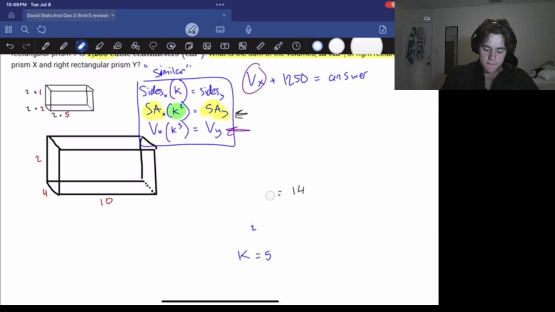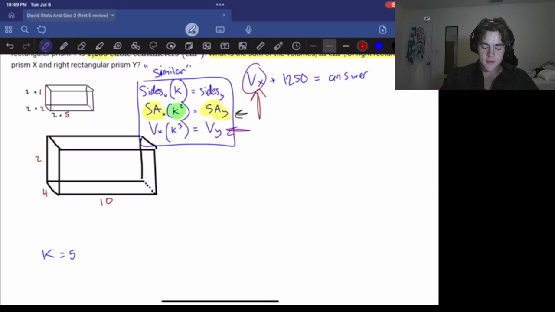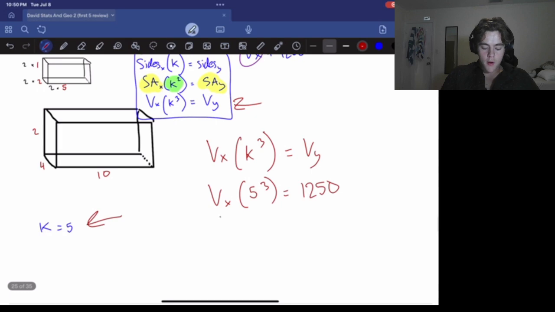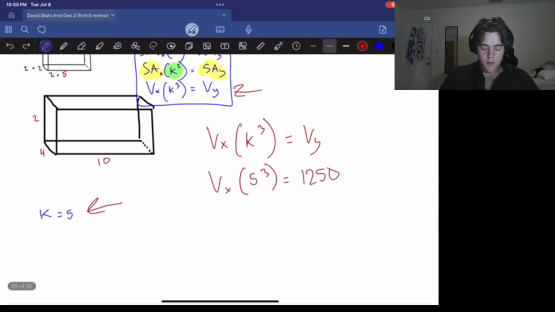Once we found k, we're now going to use that because, remember, I'm going to repeat myself, we're trying to get to volume x, because once you get to volume x, then we get to our final answer. So to get volume x, what equation do we use? Well, we use the equation that involves volume x. So now we have volume x times k cubed equals Vy. Volume x is still unknown. We now know what k is. It's 5. 5 cubed equals, and they gave it to us in the problem, 1250. Perfect. We have one unknown that we can solve for, and that's what we want.